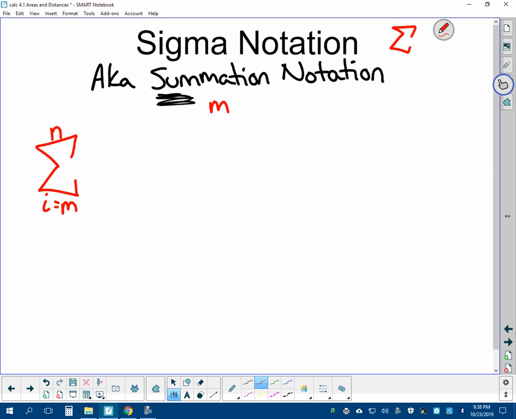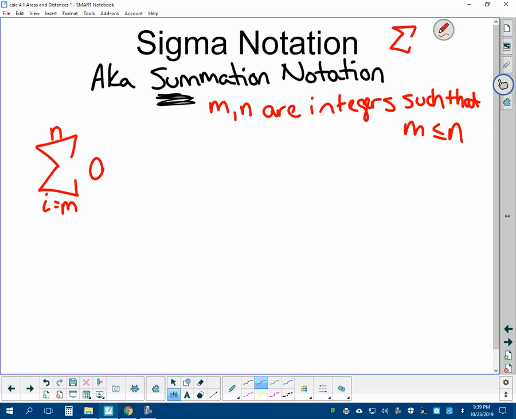So, side note, m and n are integers such that m is less than or equal to n. So you always want the top number to be bigger than your m, or equal to it. And then you're going to have something over here that's a formula telling you how to come up with the terms of your sum.